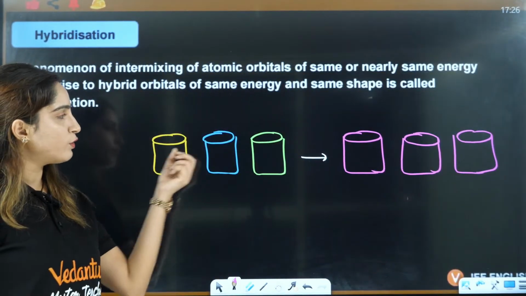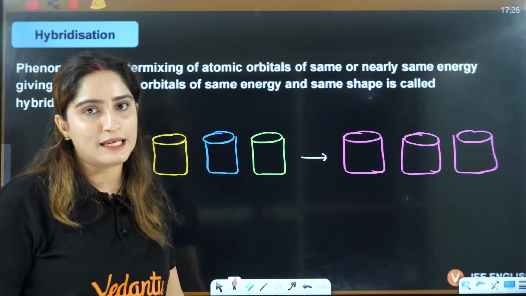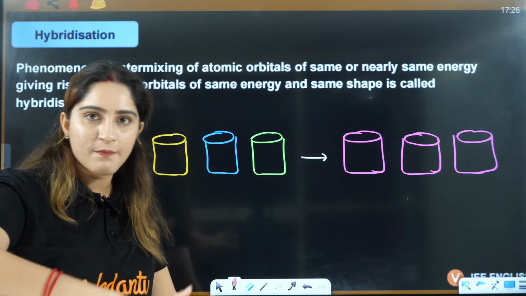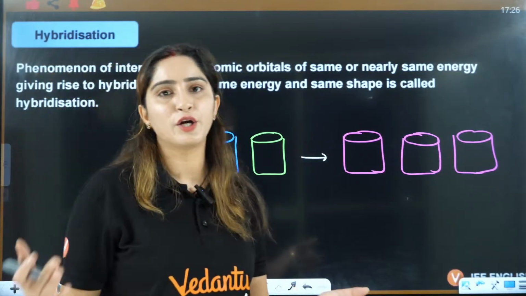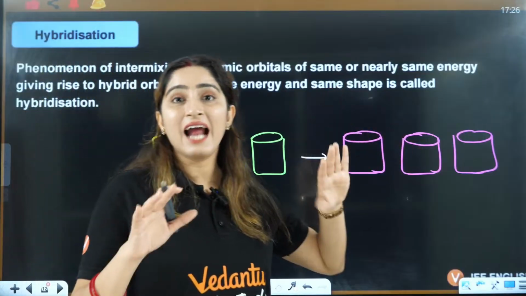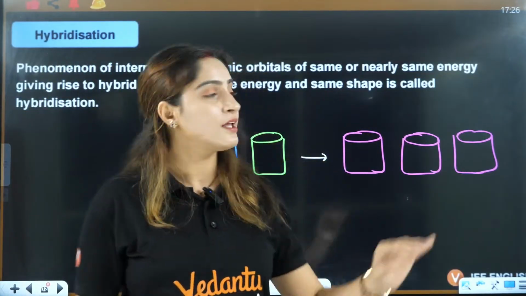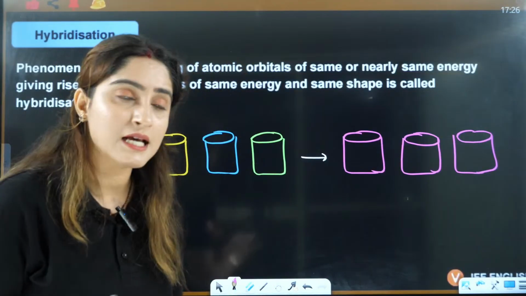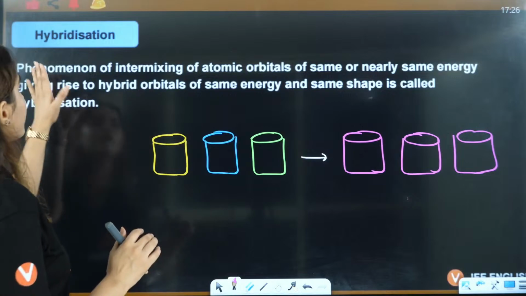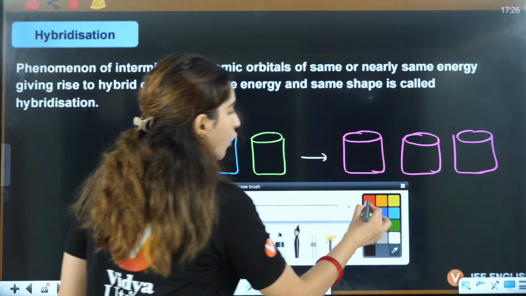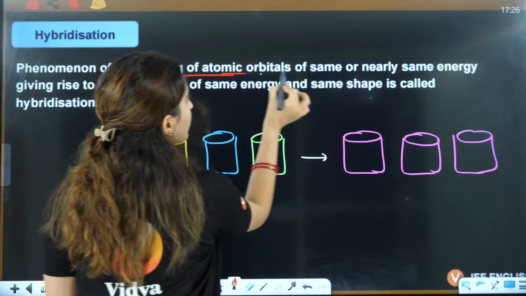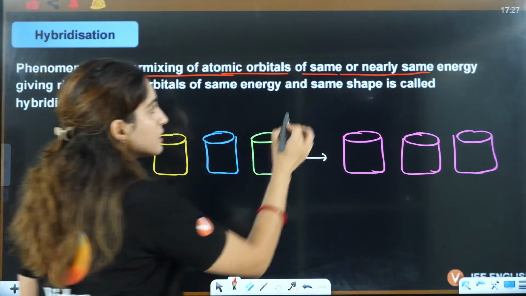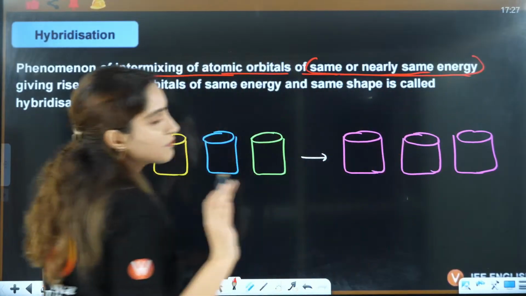In one bucket you had yellow, one blue, one green. You mix them in a big bucket, then divide it into those small buckets, and now after intermixing, all 3 buckets have the same color, right? Same thing is hybridization, the phenomenon of intermixing of atomic orbitals of same or nearly same energy. What is written here? Same or nearly same energy.